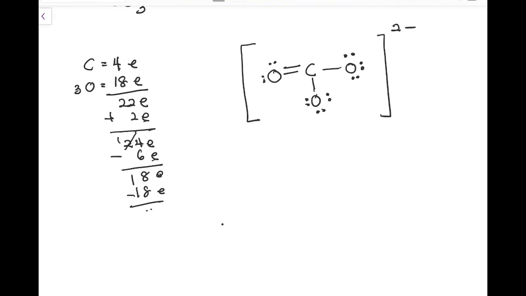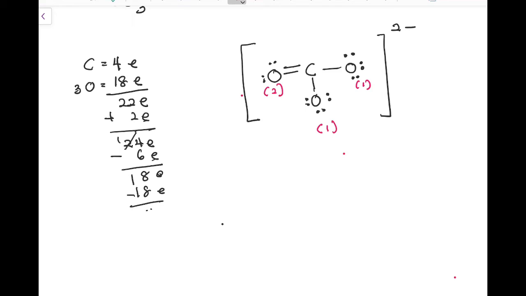First, we have 2 types of oxygen. Oxygen with a single bond, these are identical, this one and this one, I consider as oxygen number 1. And this is the oxygen with a double bond, which I consider as oxygen number 2. And we have 1 carbon.